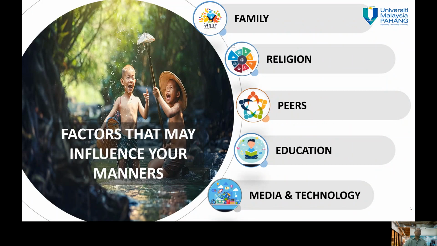Okay, there are a lot of factors that may influence your manners, meaning there are several factors that may influence whether we have good manners or not. So by looking at this point, there are several factors. Number one is family, number two is religion, number three is peers, number four is education, and last is media and technology. But the question here is, when we make a comparison among these factors, which one actually is the most strong, most dominant factor to determine that we have good manners or not?